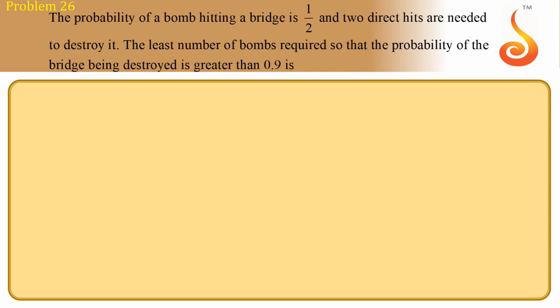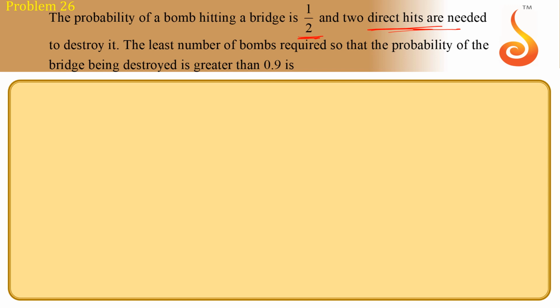Next problem. The probability of a bomb hitting a bridge is half, and 2 direct hits are needed to destroy it. The least number of bombs required so that the probability of the bridge being destroyed is greater than 0.9. So what is the probability of one bomb hitting the bridge? 1 by 2. How many hits are needed? 2 direct hits are needed to destroy it.